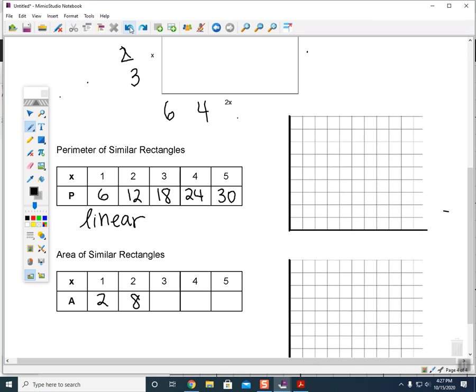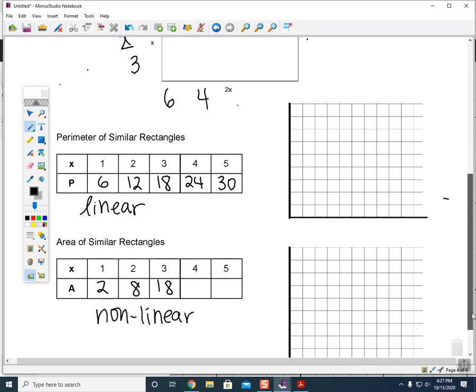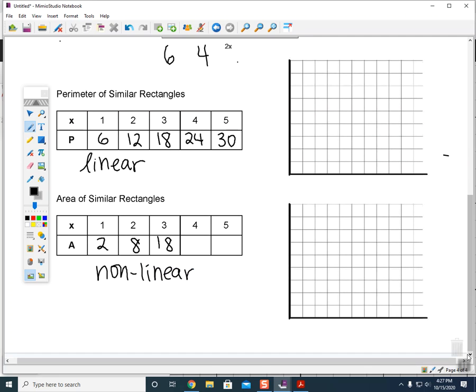I can already tell, am I increasing at a constant rate? I'm not, right? So I already know that this is going to be non-linear because I'm not increasing at a constant rate. I'm just going to have you go ahead and fill out the rest of, so find what 4 and 5 are, and then graph these over here.